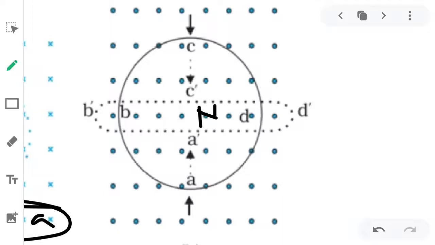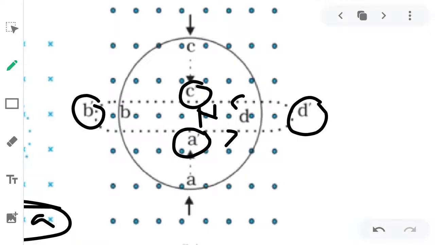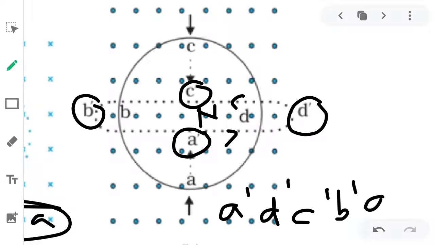it will be anti-clockwise, means A dash, D dash, C dash, B dash, A dash. Means the answer is A dash, D dash, C dash, B dash, A dash.